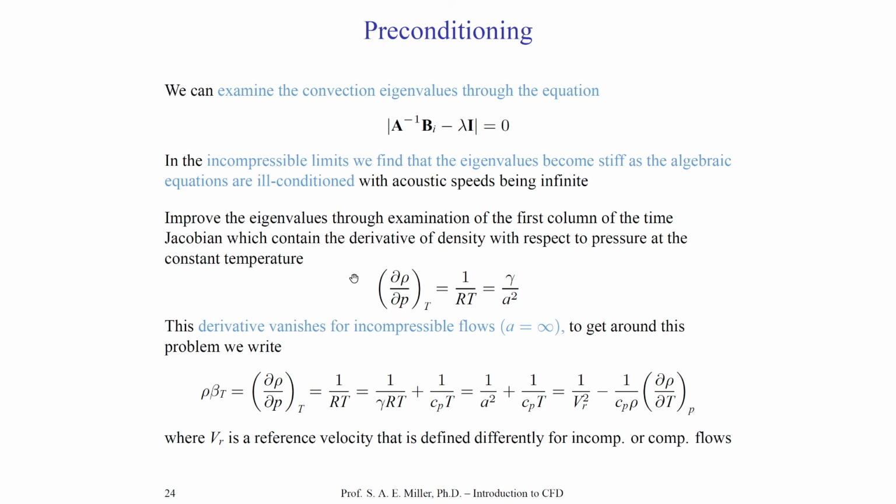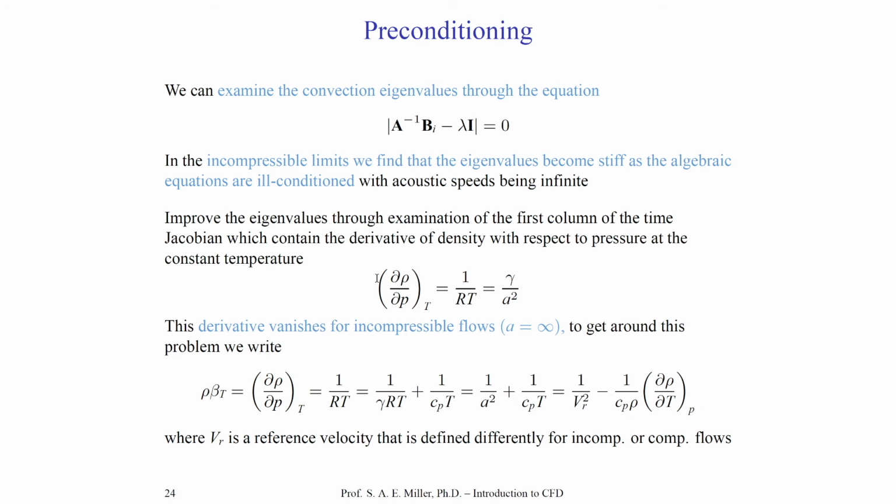We'll do this through examination of the first column of the time Jacobian, which contains the derivative of the density with respect to pressure at some constant temperature. So if we look at partial rho partial p at T, it goes as gamma over the speed of sound squared. This is a well-known equation in compressible flow. It relates the changes of density with pressure at some temperature, and it'll go as gamma over the speed of sound squared. So this derivative will vanish for incompressible flows and the speed of sound will go to infinity. This is the core problem written down mathematically.